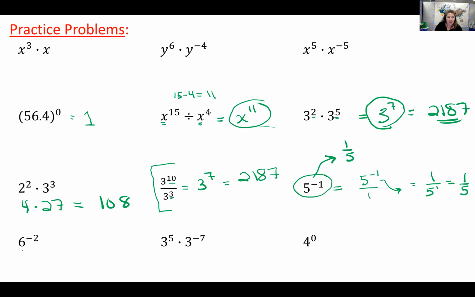All right, same thing with this one. This number is written in the numerator. So to make that 2 a +2, we're going to bring that 6 down to the denominator, 6 to the +2nd. Well, 6 squared is 36. So the final answer is 1/36.